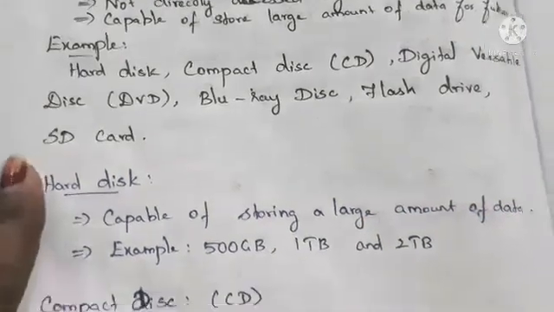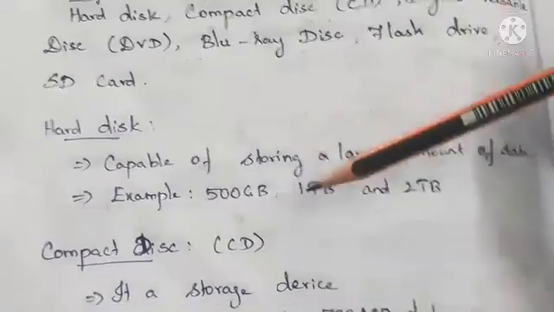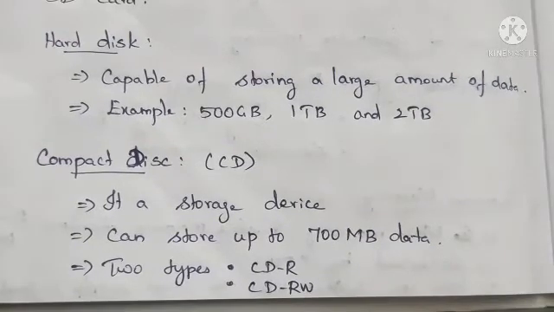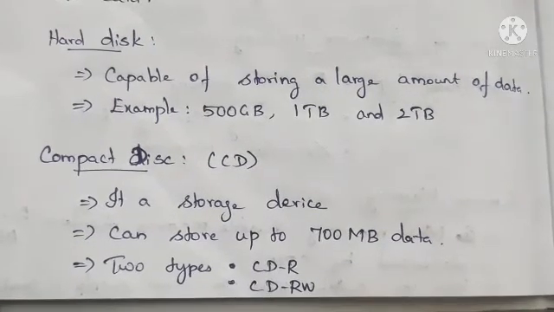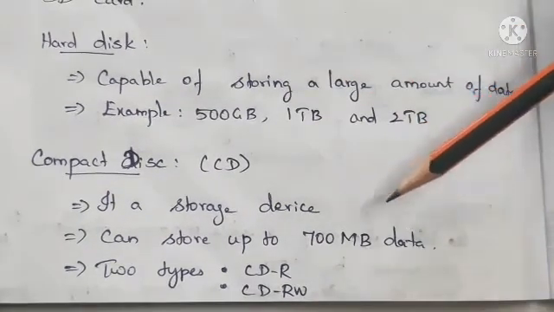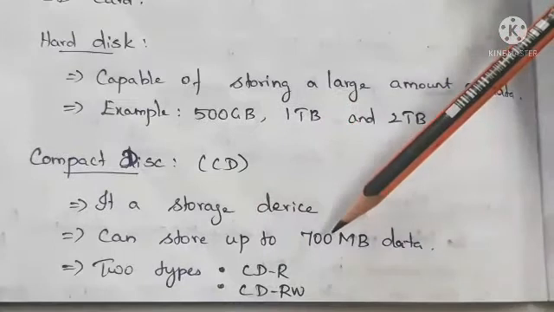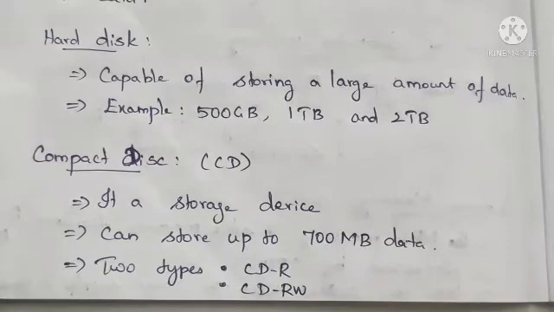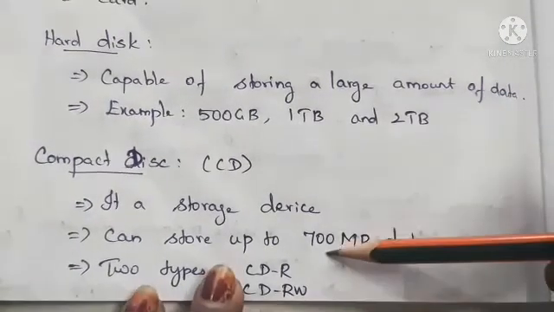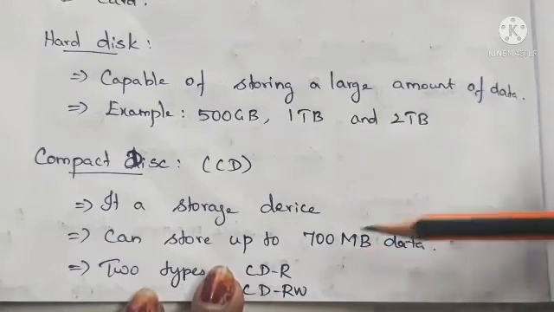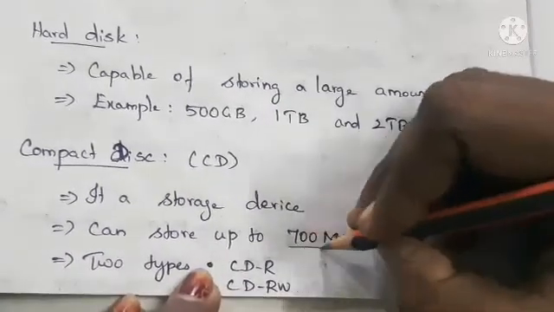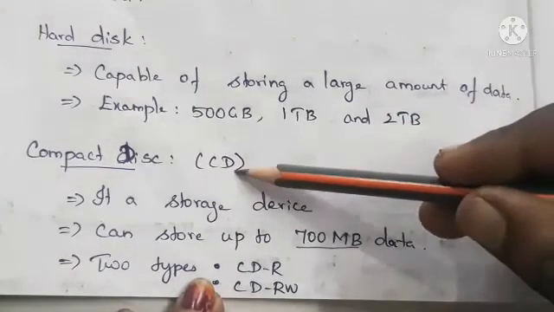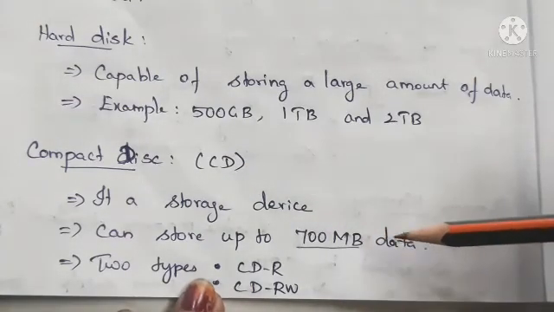Then look at the next one, compact disk. We know compact disk means CD. Commonly we will say it as CD. Compact disk is also a storage device to store data and it can store up to 700 MB of data. Don't forget this, it's very important. The CD can store how many MB of data, ma? 700 MB of data. CD can store 700 MB of data.